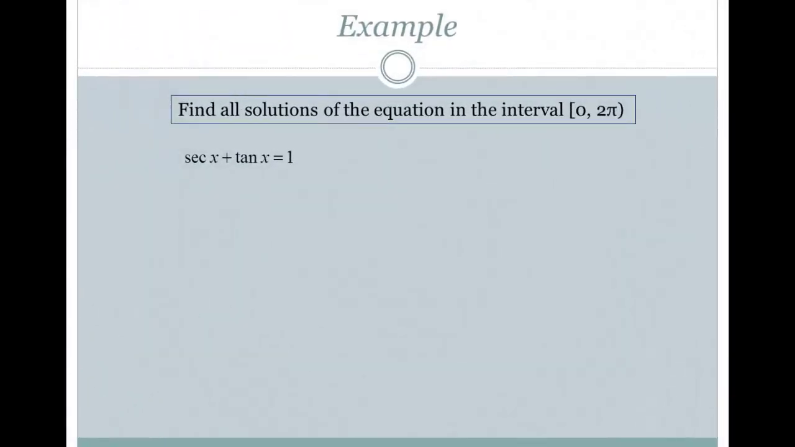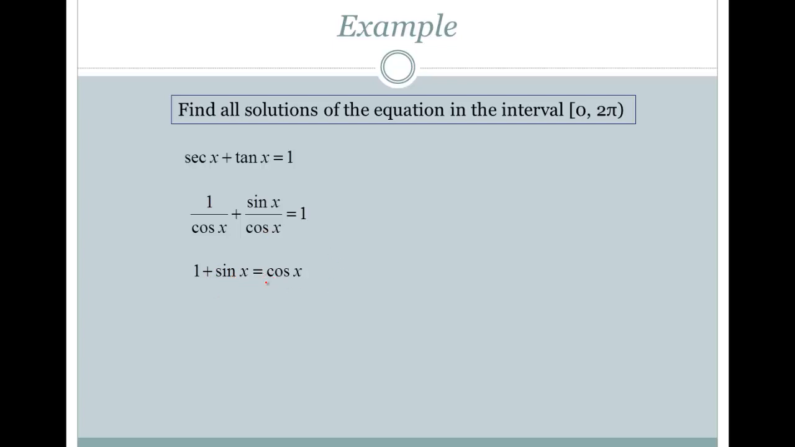Next, secant x plus tan x is equal to 1. Nothing's jumping out at me to start, but if that happens, I'm going to go to sines and cosines. Let's combine. I have a common denominator here. Let's see if that's going to help us at all. What I did is I just multiplied through by cosine of x, and I get 1 plus sine x equals cosine x.